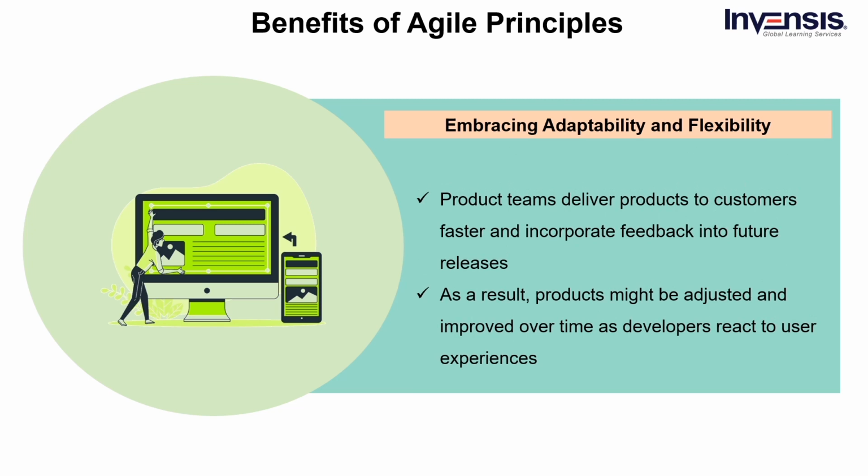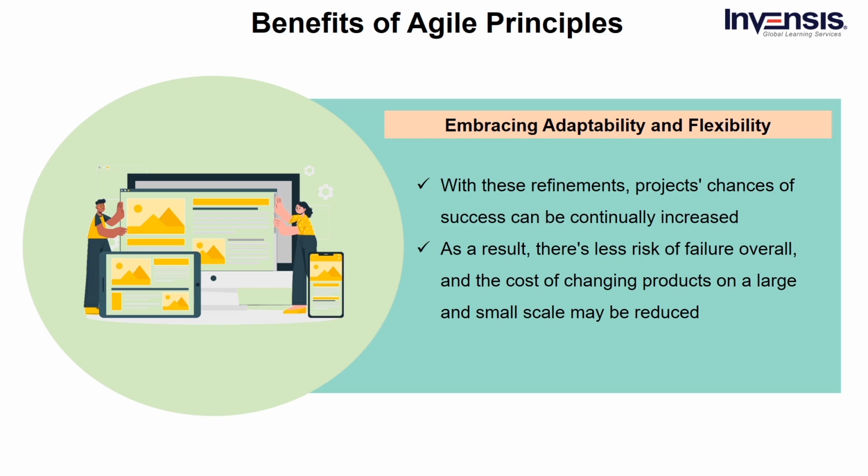Product teams deliver products to customers faster and incorporate feedback into future releases. As a result, products might be adjusted and improved over time as developers react to user experiences. With these refinements, projects' chances of success can be continually increased. As a result, there's less risk of failure overall, and the cost of changing products on a large and small scale may be reduced.